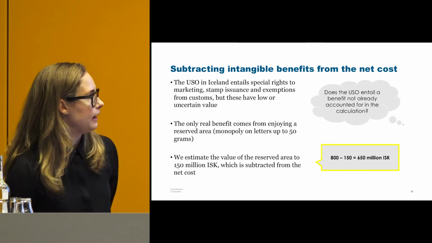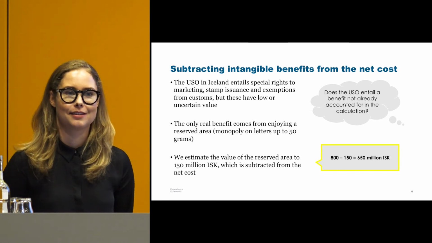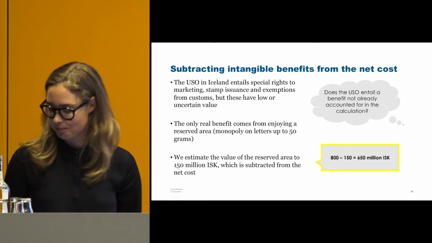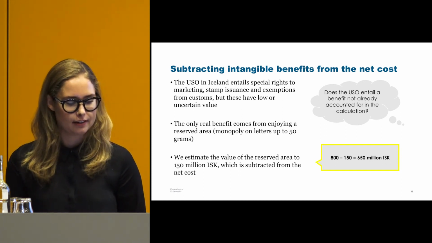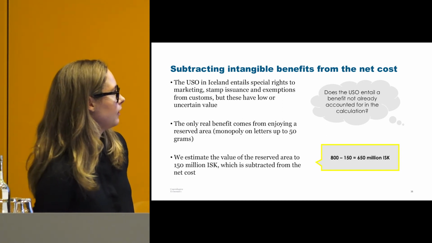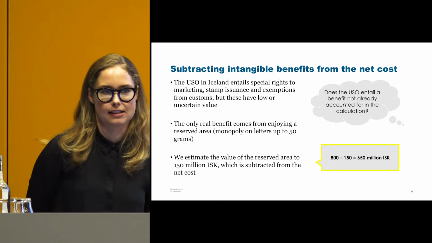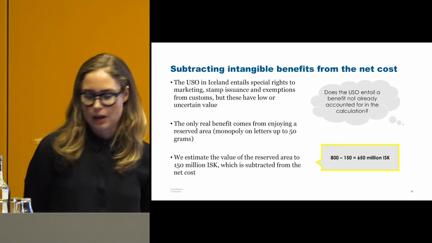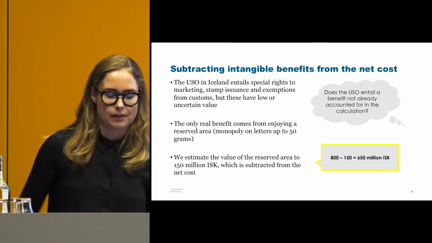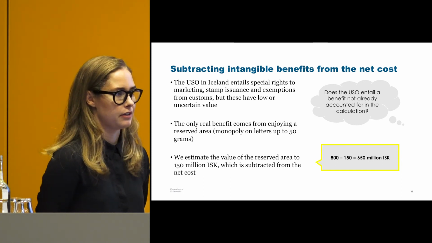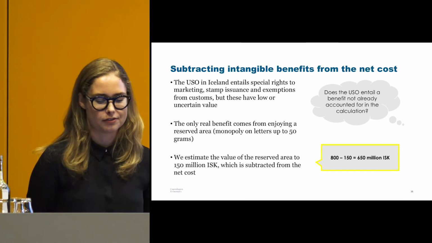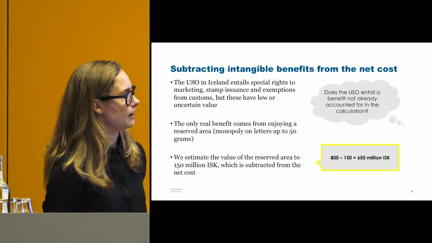And we have estimated what the effect of opening up this part of the market for competition would be. And we find that the value of the reserved area is about 150 million Icelandic krona. And then we have to subtract that from the net cost, which we just found in the previous step. So 800 minus 150 is 650 million Icelandic krona.